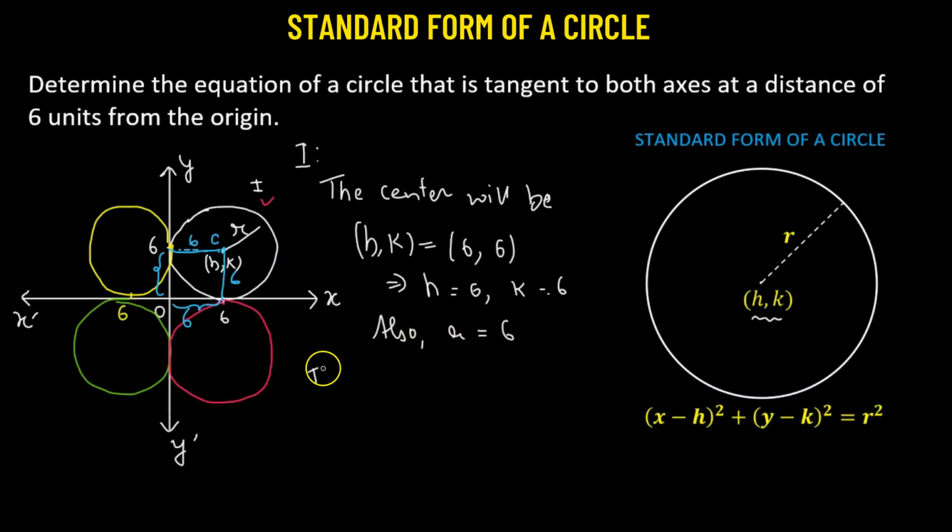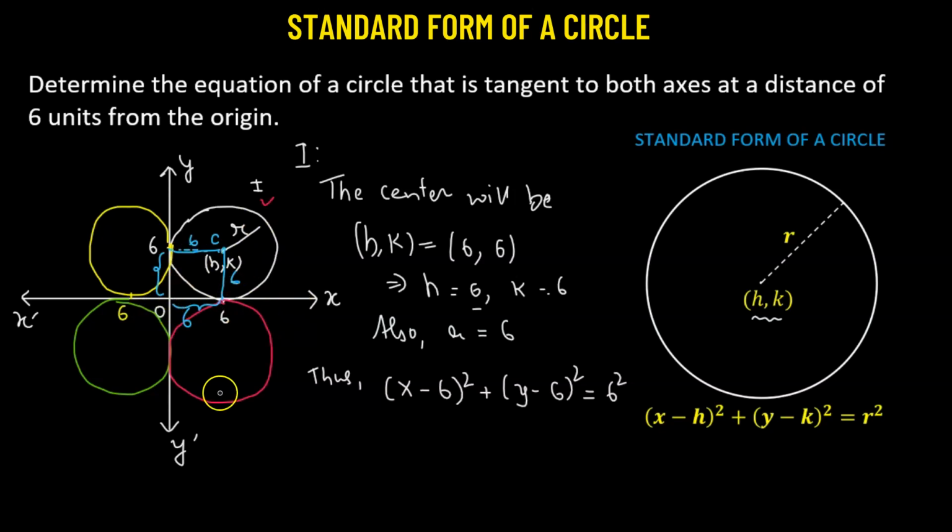Hence, we can say that the equation will be x minus h. So the h value is going to be 6. We have x minus 6 whole squared added to y minus k. So k is also 6. y minus 6 whole squared equals 6 squared. So this is going to be the equation of the circle that touches both the x-axis as well as the y-axis at a point 6 units from the origin.